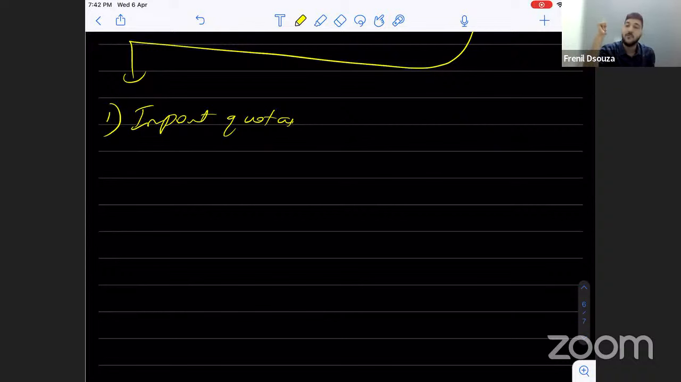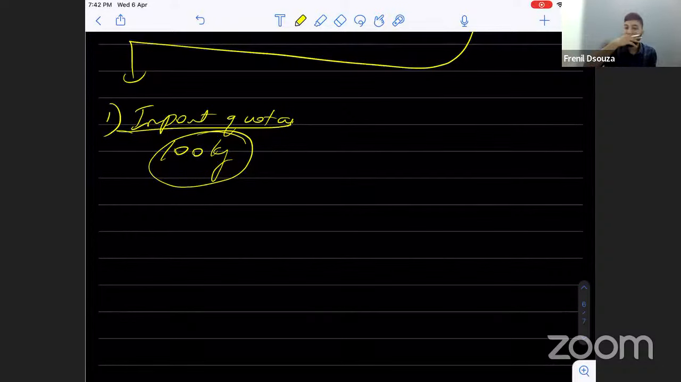They say that you can import only so much. If you are importing a particular chemical, they say that 100 kg is what is allowed per year. After that, you can't, even if you are willing to pay more. These are called import quotas. They will allow only particular units or particular quantity of goods. Next, there is something called price control.